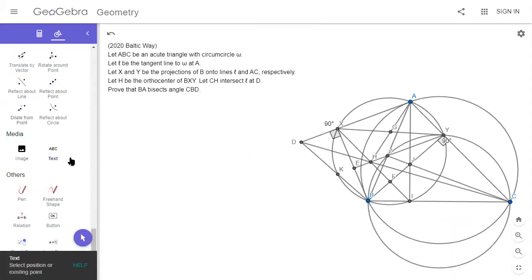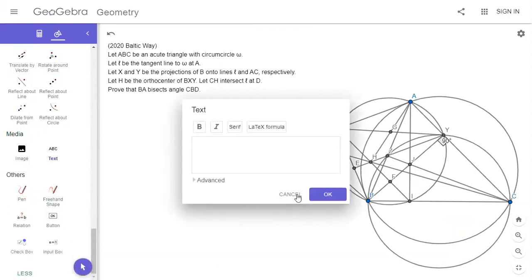Okay, so first of all, it's easy to show angle YBC is equal to angle XBA. So I'm going to do that right now. We have angle YBC is 90 minus angle ACB, which is 90 minus angle XAB, which is equal to angle XBA. All right.